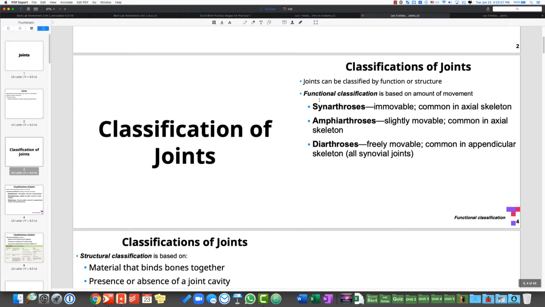When we classify it by its degree of mobility, we can classify it into synarthrosis, which is immovable, amphiarthrosis, which is slightly movable, and diarthrosis, which are freely movable. You can see that the freely movable ones are more commonly seen in our appendicular skeleton, whereas the more immovable ones are usually more commonly found in the axial skeleton that helps protect our brain and our spinal cord.